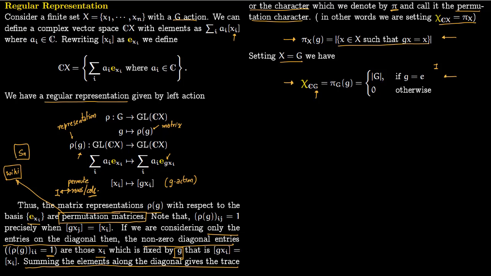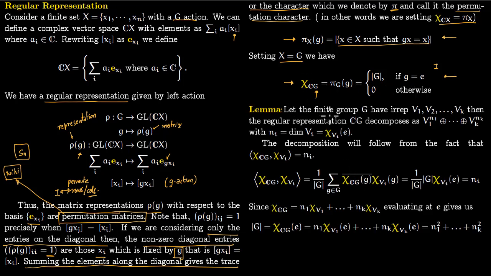So now we come to a lemma where we are going to use this. Let there be a finite group G and it has irreducible representations V1, V2, up to Vk. Then the regular representation of CG will decompose like this. And we have seen this Ni is nothing but the dimension of this vector space, which is just adding the entries of the identity on this vector space to get the character. So this is nothing but the trace of the identity matrix which acts on this vector space Vi. So therefore when you add it up, it just gives you the dimension of Vi.